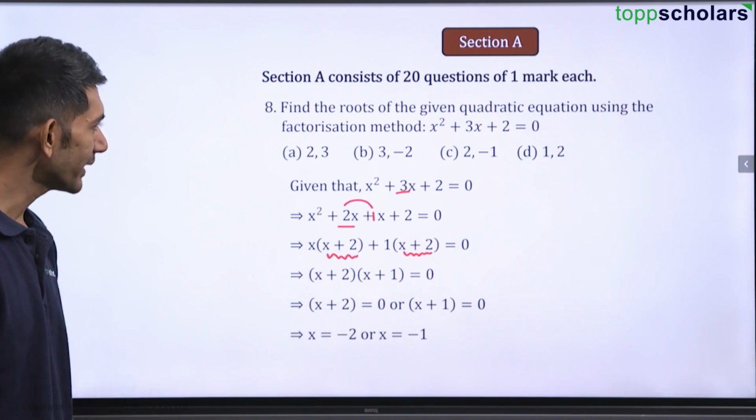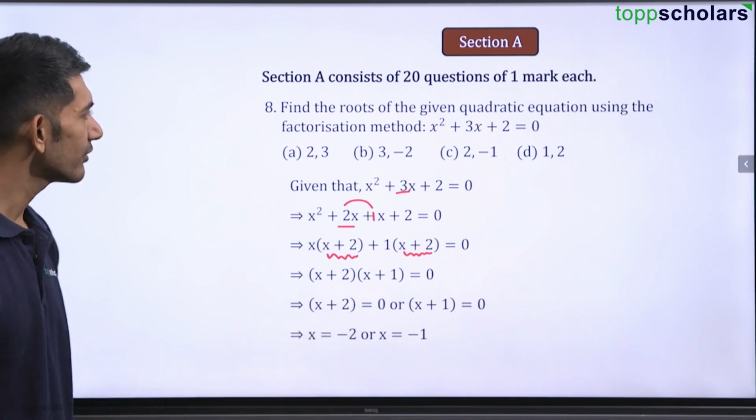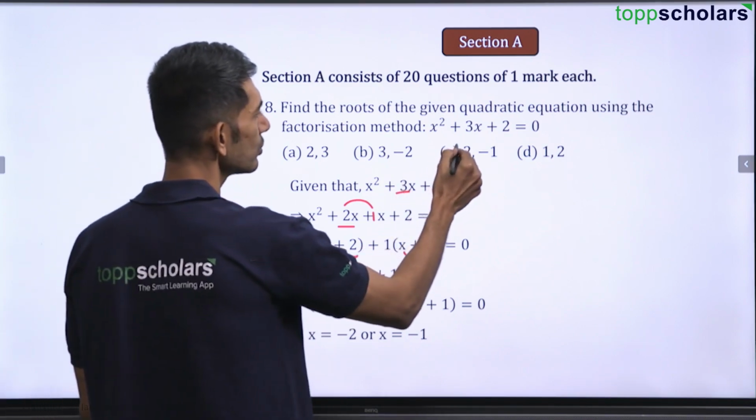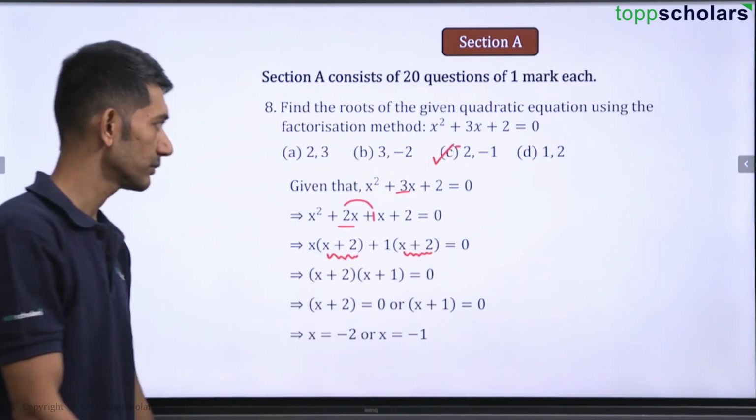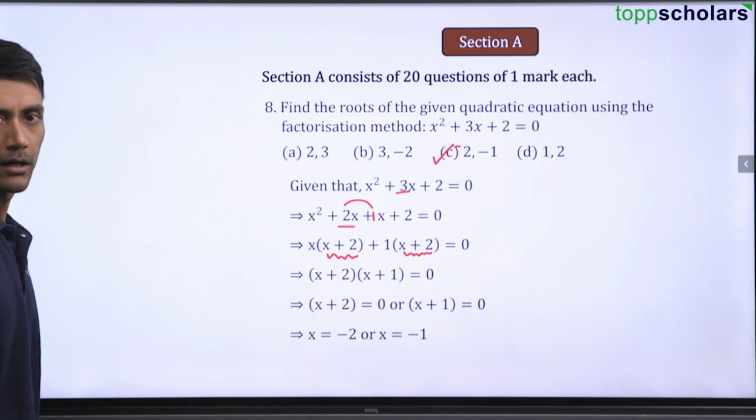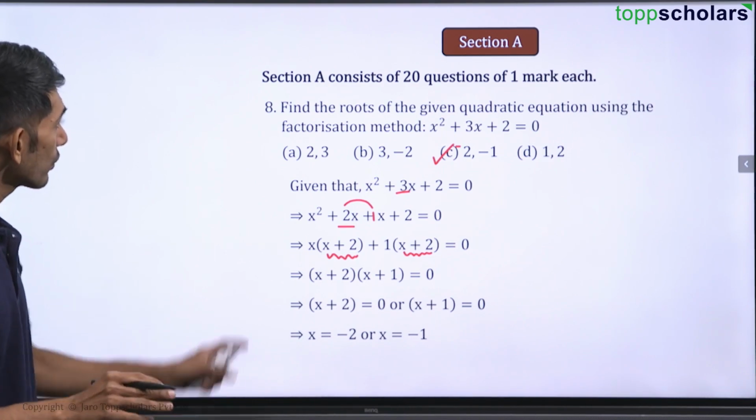So check: minus 2, minus 1. Minus 2 or x is equal to minus 1. I am just making this as minus 2. Option C is the correct option. Clear, simple, very straightforward, very easy.